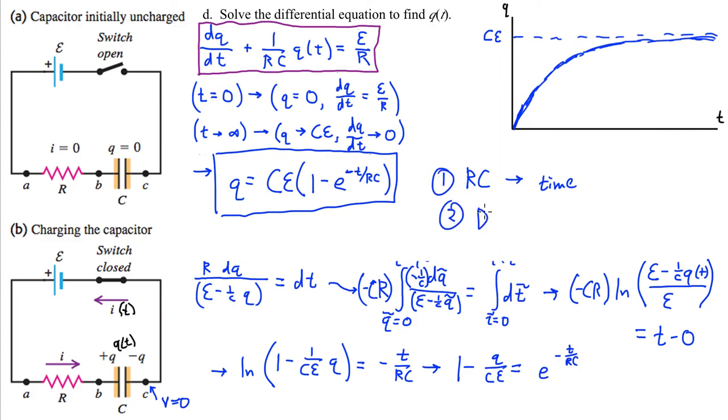Exercise 2 is do it without the power supply, without the EMF. You have to start now with Q equals some initial Q at time 0, and then analyze the discharge. And you'll get a very similar answer. Anyway, there you go. Hope that helps.